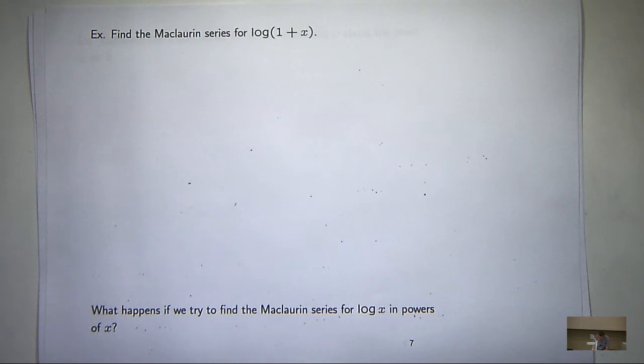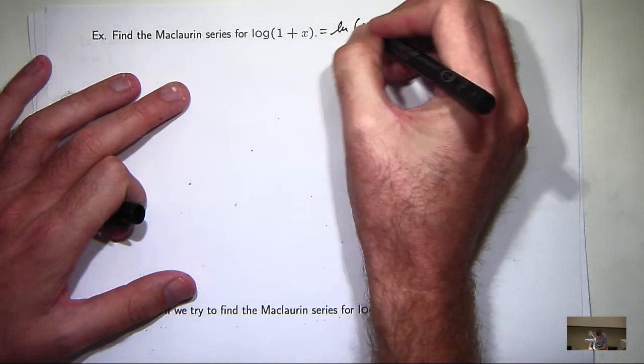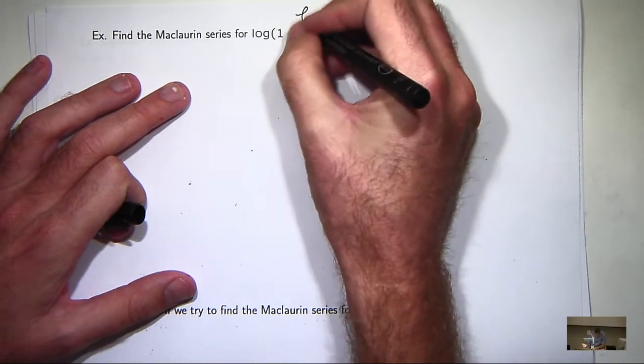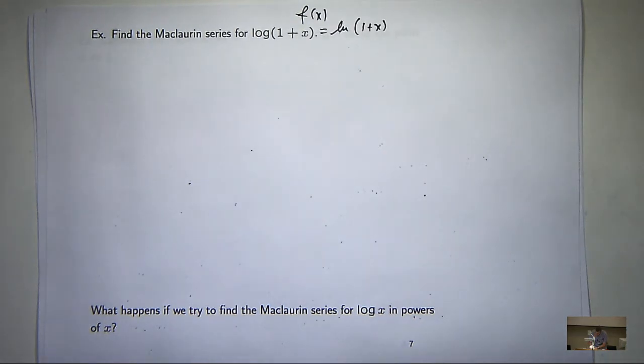Find or calculate the Maclaurin series for log of 1 plus x. Now, by this, I mean the natural log. Now, again, there's two ways to do this question. There's a smart way and a not so smart way. The not so smart way would be to calculate all the derivatives.